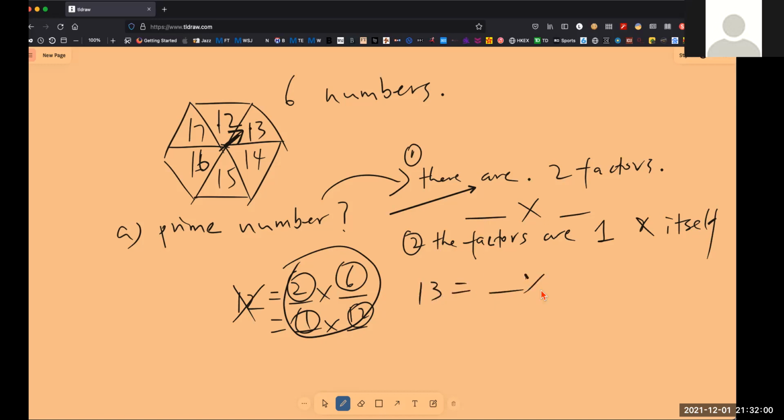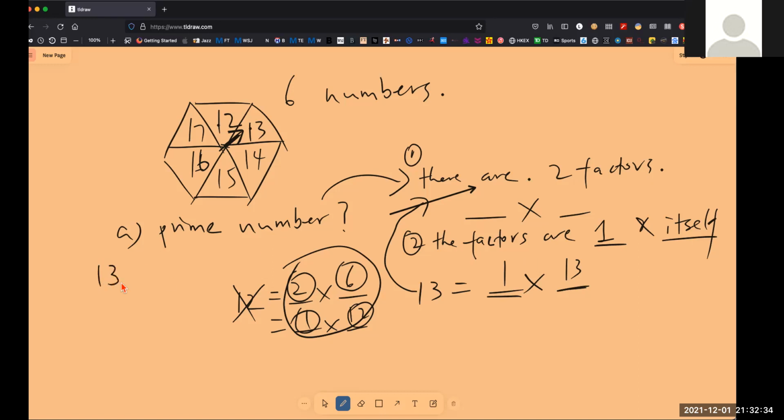So can you think of a combination for 13? 1, 13. Can you think of another combination? No. Okay, good. So let's test. Does this fit the first requirement, 2 factors? Yes, you have 1 and 13. The second requirement, the factors are 1 and itself. Is it 1 and itself? Yep. Nice. So 13 is a prime number.